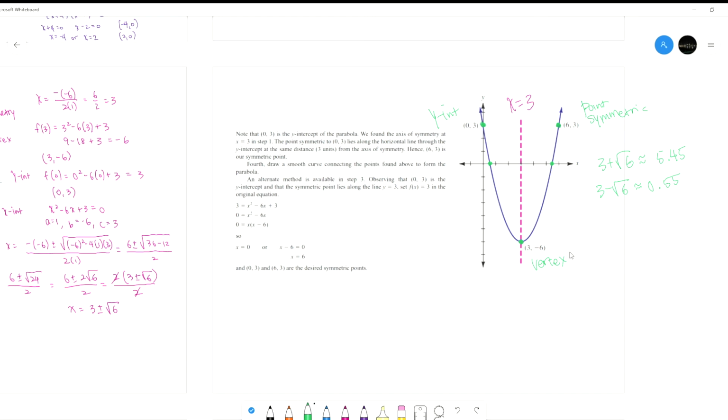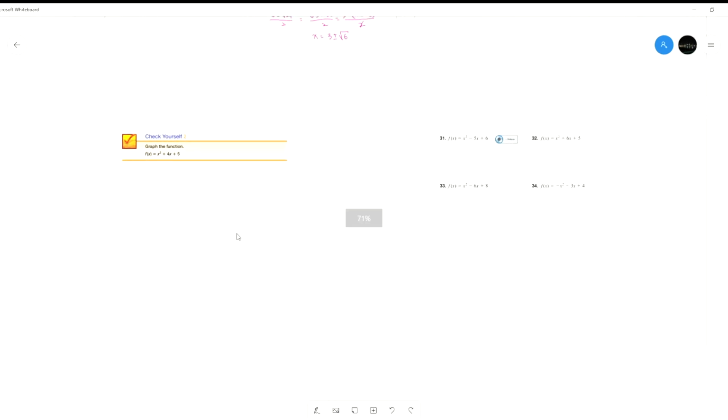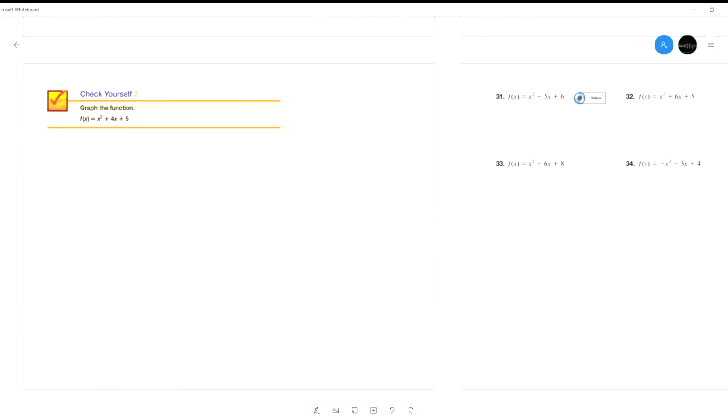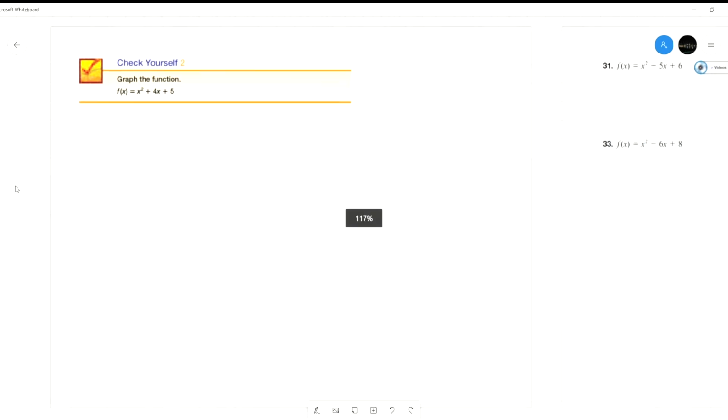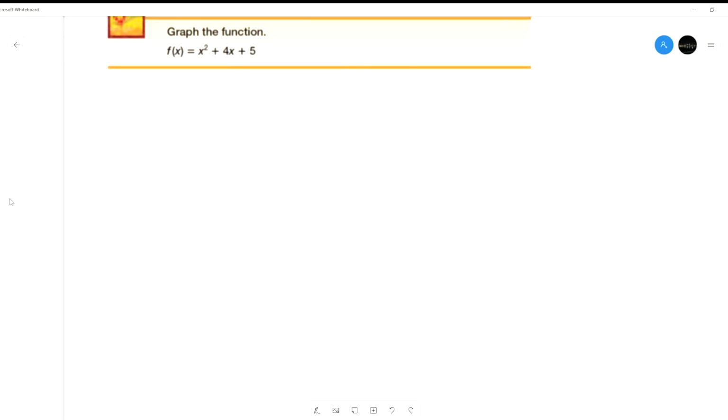Okay, so is everyone getting a better understanding of how to get all the parts of the parabola and graph it? Alright, well, let's try this. Yeah, it's just going to take practice, really. Alright, let's graph the function f of x is equal to x squared plus 4x plus 5. I'll give you some time to do that.